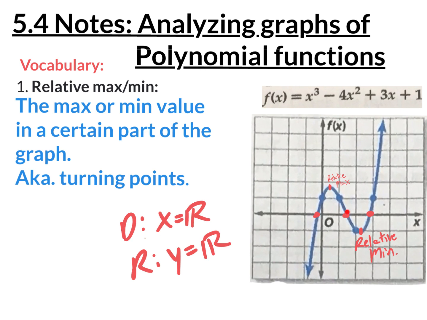Again, the domain are your x values. It does go to the left forever. It does go to the right forever. It's just way down there and way up there. And the range is the y values. It does go up and down forever.